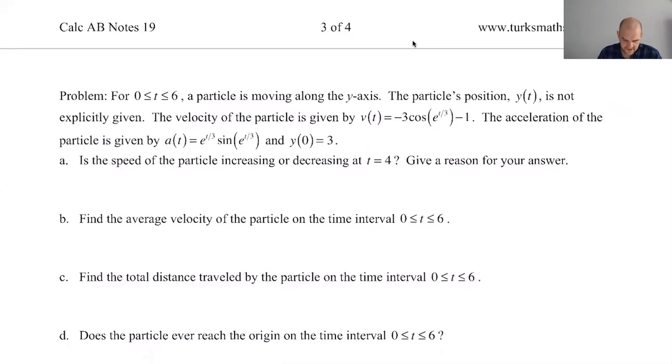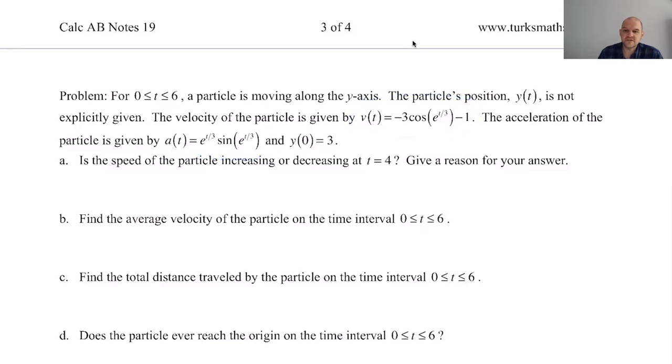For 0 to 6, a particle is moving along the y-axis, so it's just moving up and down. y of t is not explicitly given. This is a pretty common thing, actually. The velocity of the particle is given by v of t equals this. The acceleration is given by this. This is kind of weird because you could just take the derivative of v of t and it would give you a of t.